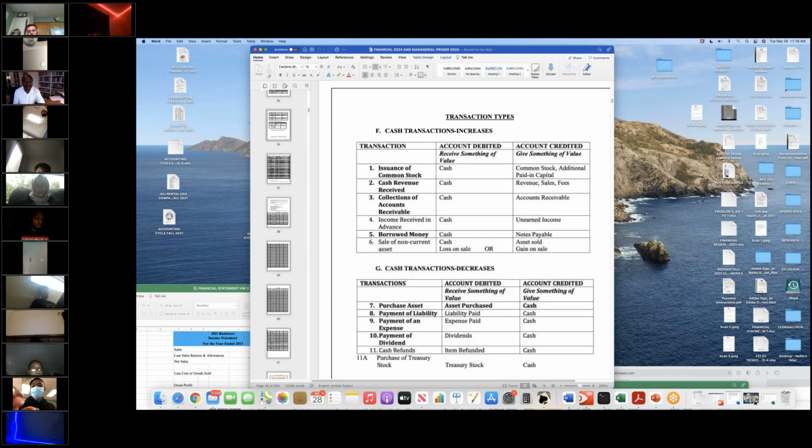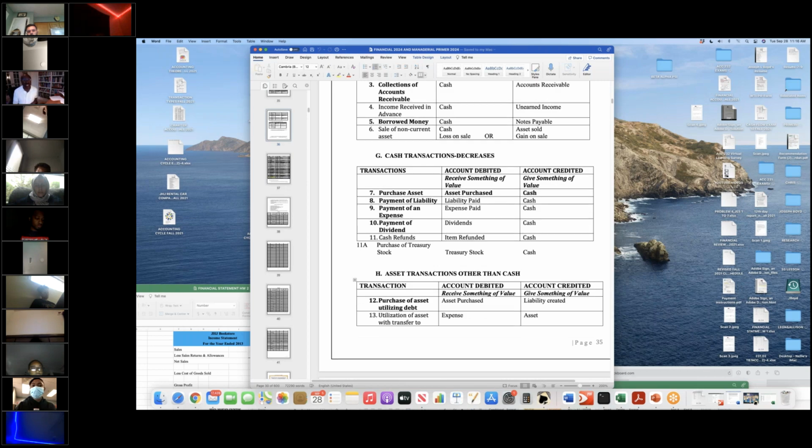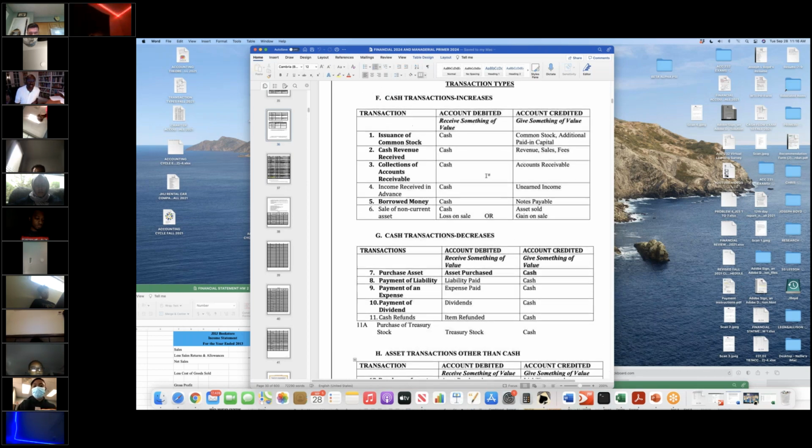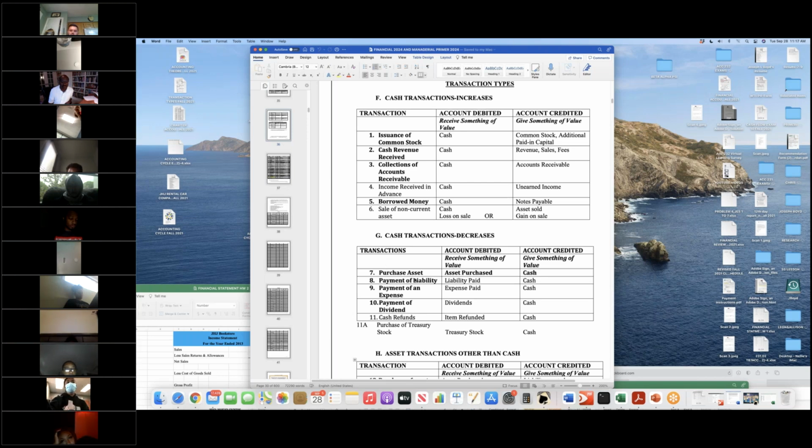Now, you have your journal entry types, and we will begin to pick up on more of these journal entry types. But you should always remember when cash increases, it's 1 through 6. Cash is debited. When cash is paid out, it's 7 through 11, and cash is going to be credited.